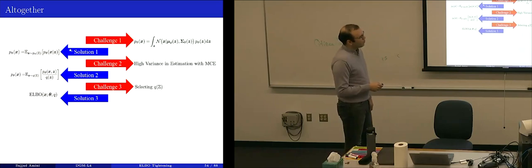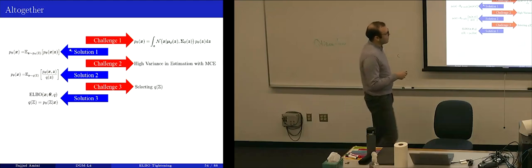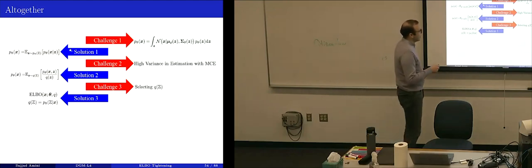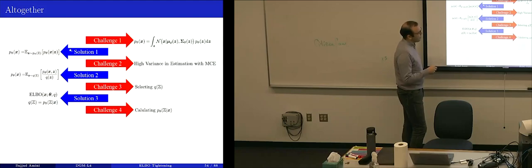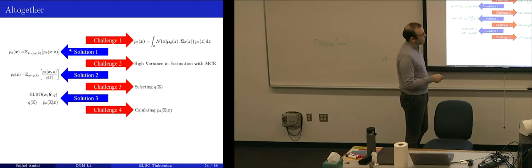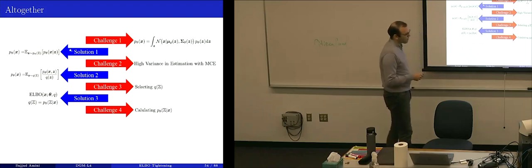To select Q, we see that if we define a lower bound on the log likelihood or on the evidence, we can see that the best Q is the posterior that your model gives you conditioned on what you observe. But again, the problem is that this best option is not tractable, so you cannot select Q to be equal to the posterior. This was challenge number 4.